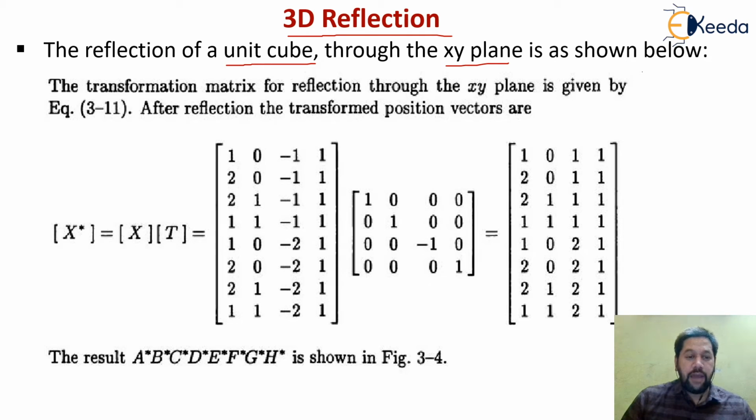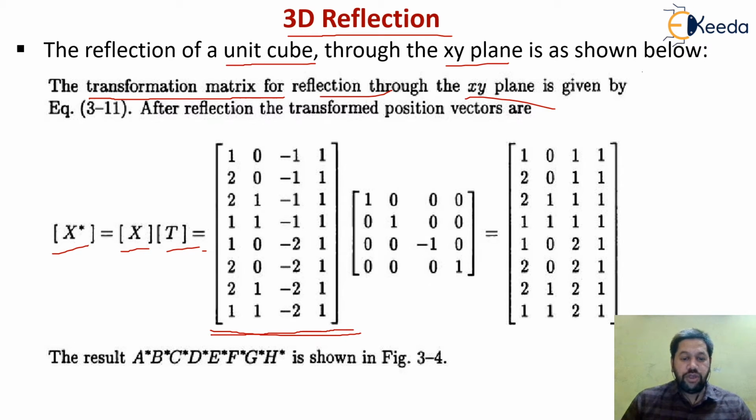Now here I have represented the transformation matrix. The transformation matrix for reflection through the xy plane is given by the equation. So what we have is x star, the transformed or reflected object, equal to x into T. What is my x? This is my x value, which is a representation of a unit cube. We have already seen some examples of the unit cube representation.